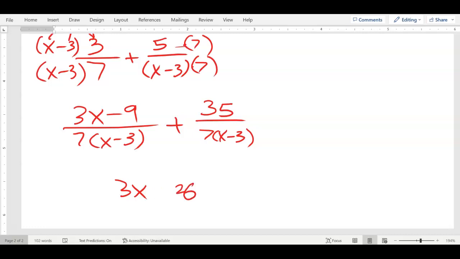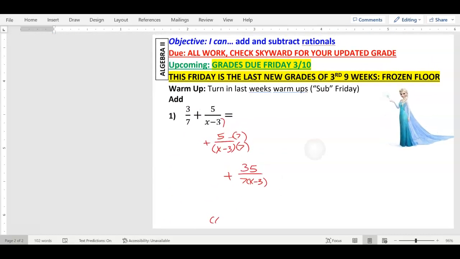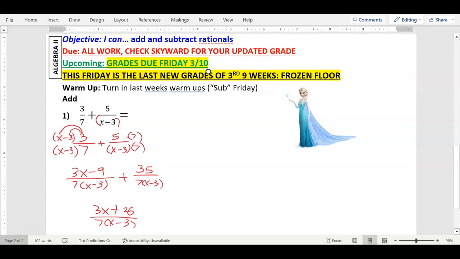And in the bottom, remember, when you add, the denominator stays the same. That is it. Now you could distribute the bottom, okay, but that's fine. You can stop right there, because you've got the same denominator, you added, you simplified the numerator, that's good, okay?